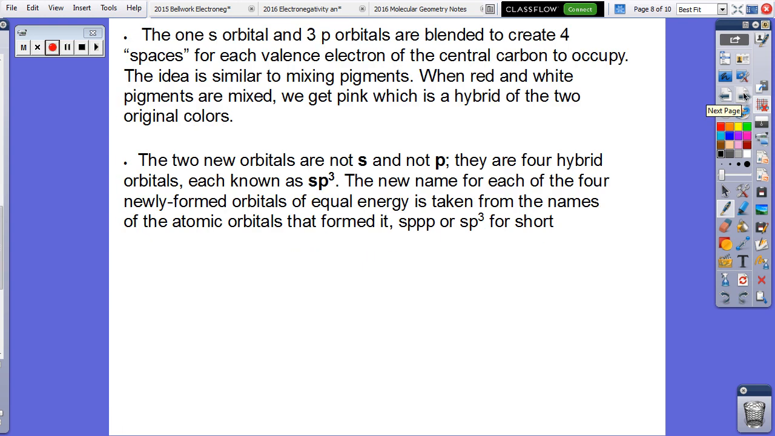All right. And this just explains it a little bit more. It says the 1 s orbital and 3 p orbitals are blended and create 4 spaces for each valence electron for the central carbon to occupy. And we name them after the orbitals that make them up. So sp3 is the name of the orbitals for carbon.